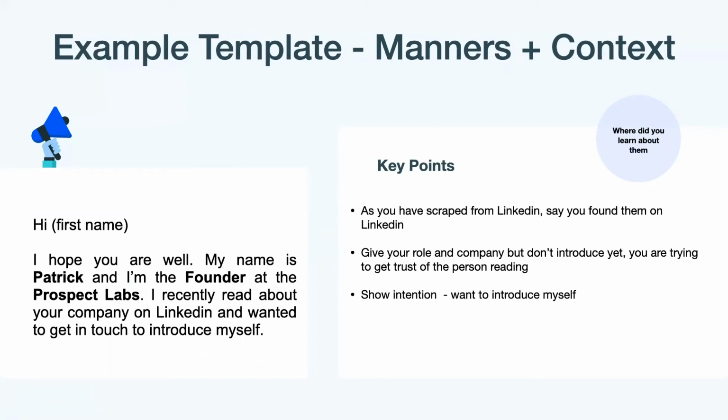So remember, we want to give some context of legitimate interest or where it's from. So I would say, hi, first name, I hope you're well. My name is Patrick. I'm the founder of Prospect Labs. I recently read about your company on LinkedIn and wanted to get in touch to introduce myself. So in my emails, I always give some context of where I found them and who I am. Because if they open the email, I want them straight away to say, this is relevant to me. I'm honest. This is what I do. This is where I read about you, and then the next things.